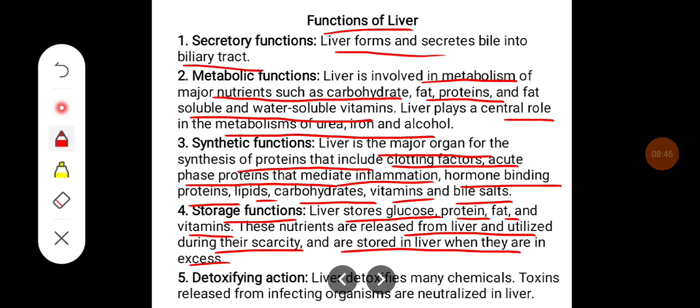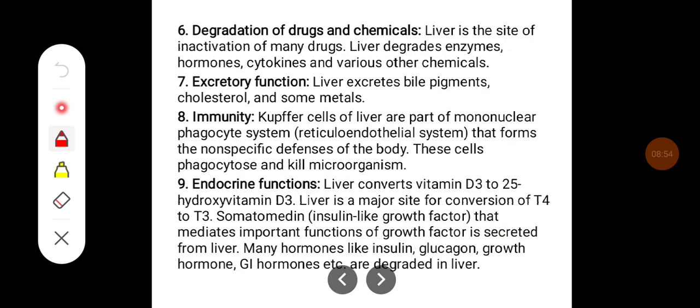It has a detoxifying action. It detoxifies many chemicals. Toxins, at least from infecting organisms, are neutralized in the liver. It also causes degradation of drugs and chemicals. The liver is the site of inactivation of many drugs. It degrades enzymes, hormones, cytokines, and various other chemicals. It has an excretory function as well. It excretes bile, pigments, cholesterol, and some metals.